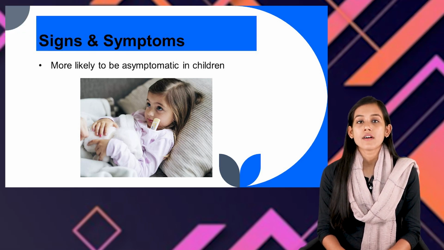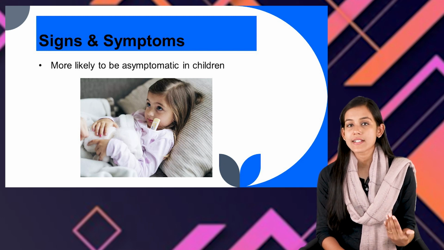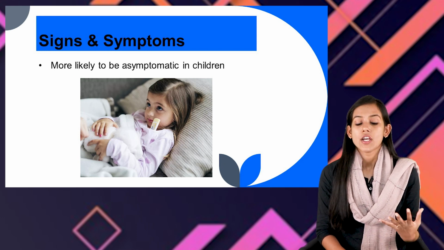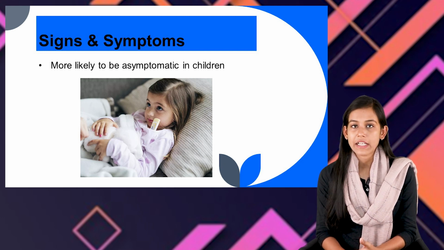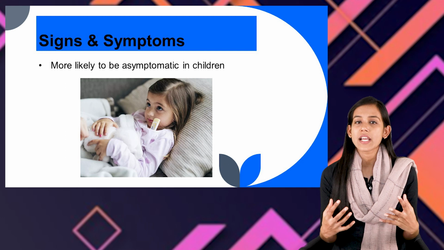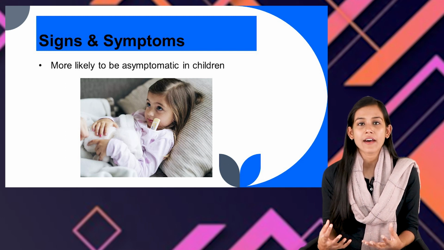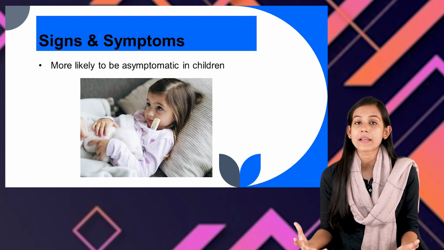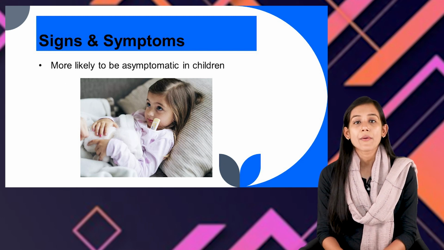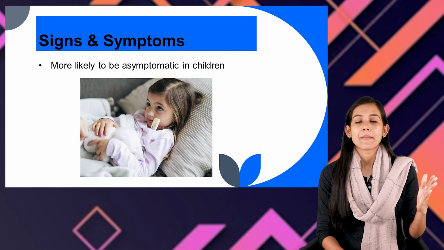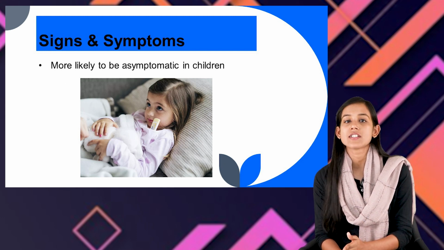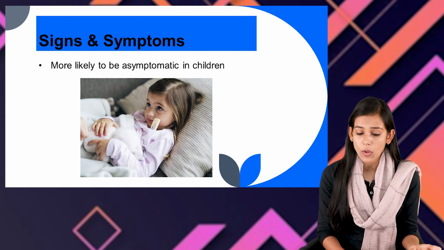Right, so there would be several signs and symptoms in adults, but children are more likely to be asymptomatic. So if you see dengue in children, then they would not have much of symptoms. Most of the time it is asymptomatic. However, there will be certain symptoms, which again are based on the risk factors, and the severity also.